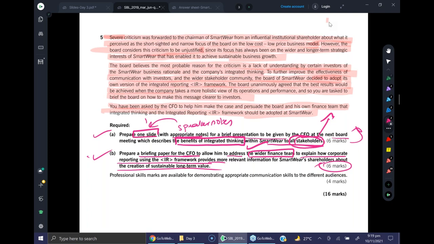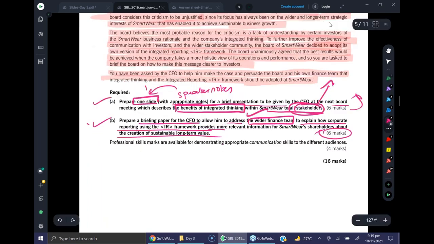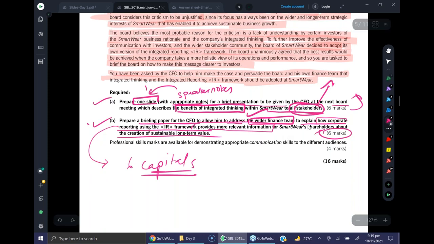So what should I do here? What should I talk about here? Any idea? So you have to tell how corporate reporting provides more relevant information. Corporate reporting using integrated reporting provides more relevant information. How? By highlighting 6 capitals. We highlight the company's capitals or assets from 6 different angles. So human capital, manufactured capital, all 6 capitals. That is what needs to be discussed here.